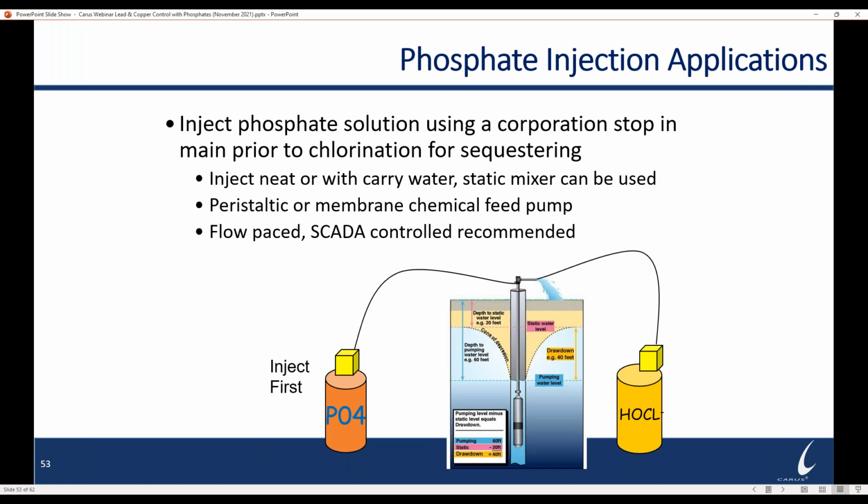Phosphate products are typically added neat. You can use carry water or dilute if you need to, but phosphate products blend in pretty well. You can pick whatever type of pump you want, peristaltic, membranes, diaphragms, flow pace it, SCADA control it. You have lots of options. And there's material compatibility information that you can request from Carus to pick the right materials for your pumps and your piping.